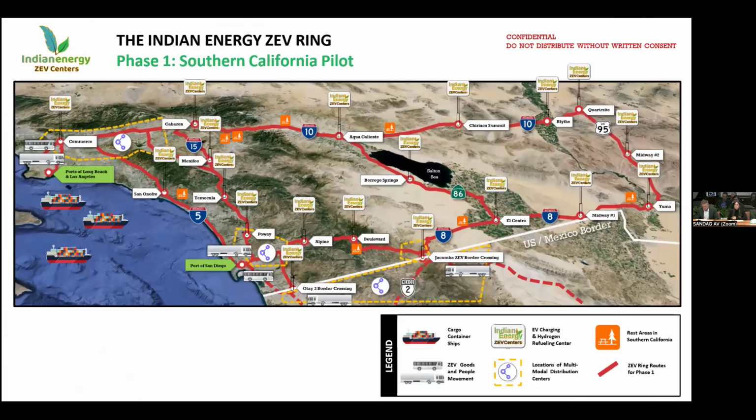Okay, this is the ZEV ring. The red lines on the map show the actual ring that goes throughout. It goes east-west on the 10 freeway, down the 95, east to west on the 8 freeway, up the 5 freeway and the 15 freeway, and has a cutover on the 86 through the middle.